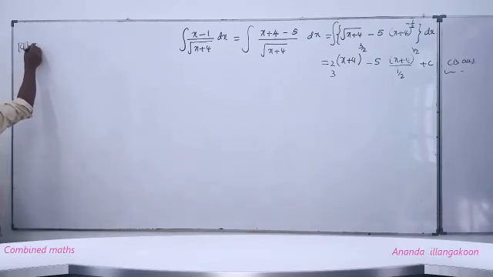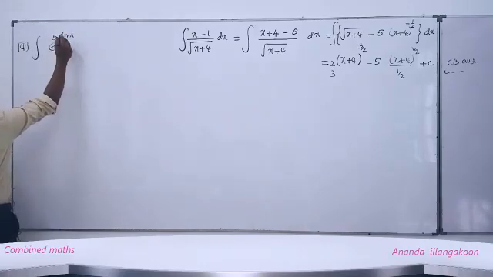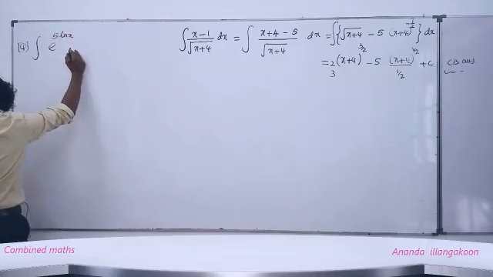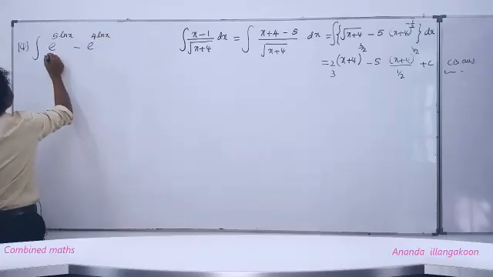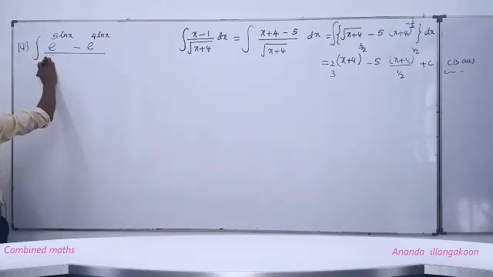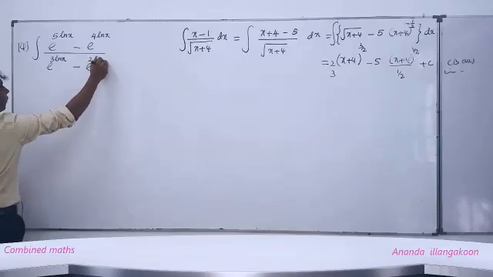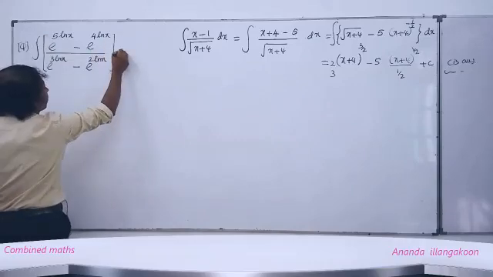Take this question. Integration of e to the power 5 ln x minus e to the power 4 ln x, divided by e to the power 3 ln x minus e to the power 2 ln x, dx.